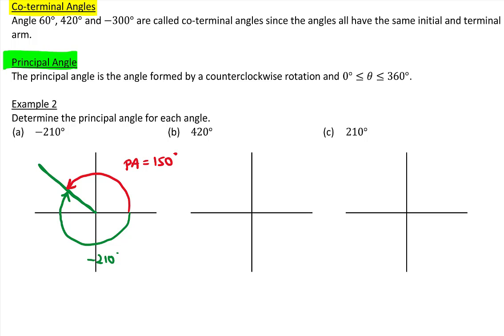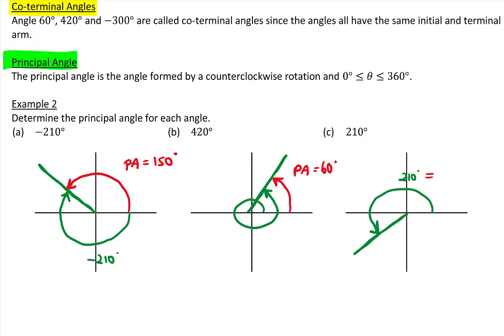And I determined the value of 150 by taking 360 minus 210. The next one is 420, so that means we do a full 360 and then again 60 back into quadrant 1. So remember, the principal angle is the counterclockwise rotation between 0 and 360, so here is our principal angle right here. In this case, our principal angle is equal to 60 degrees. And finally, 210. 210 takes us into quadrant number 3. And since 210 is between 0 and 360, and since we rotated counterclockwise, this is our principal angle.